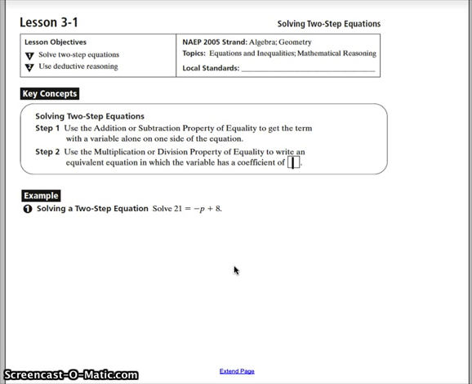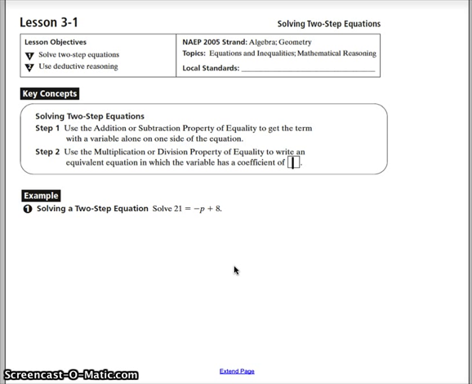And then our second step in a two-step equation would be to use the multiplication or division property of equality to write an equivalent equation in which the variable has a coefficient of 1. Basically, we're undoing either multiplication or division that's happening to that variable. We're using the opposite operation there, and we can do that as long as we do the same to both sides of our equation. We can use the properties of equality to help us solve for the variable.